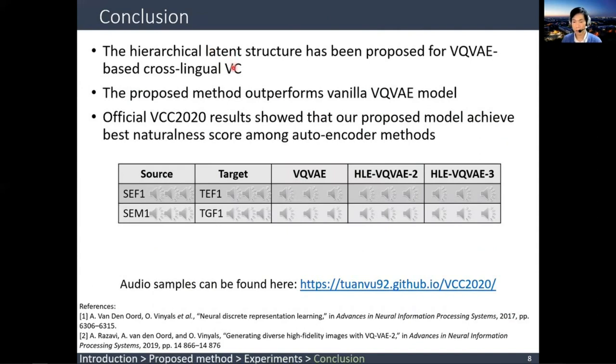We have proposed a hierarchical latent structure to improve the performance of VQVAE-based cross-lingual voice conversion. And the proposed method can outperform the vanilla VQVAE model and achieve the best naturalness score among all autoencoder-based methods. So here are some audio samples from our model.